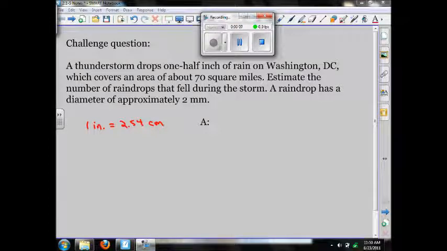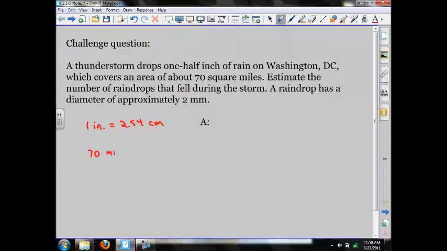That'll do it. All right. I think maybe the best way to do this is to start with the total amount of volume of water that has fallen. So we have 70 square miles times 1/2 inch. You can write those both over one if you want. That would give us the volume. Obviously, our units aren't good yet. You either need to convert everything to miles or everything to inches. Since we have millimeters here, let's go ahead and do inches.